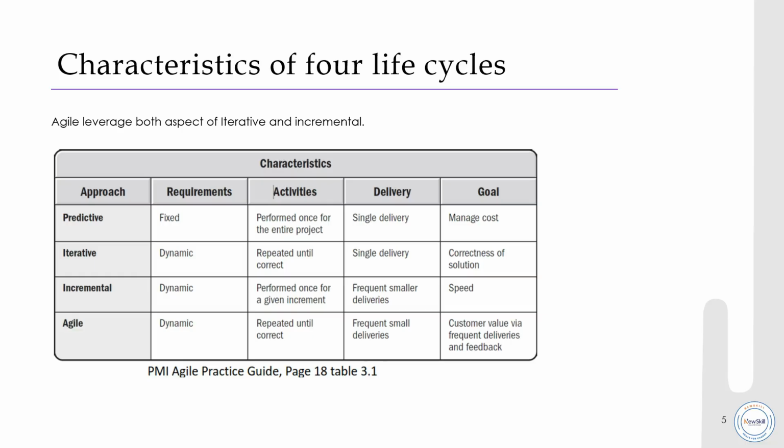So up to this point, you know that with predictive, the requirements are a little bit clear, the requirements are fixed, you perform the activities and you hand over the final deliverable at the end of the day, all right? And the goal is to manage cost. Meanwhile, with agile, you build in increments, so you build iteratively and make small and frequent deliveries. After every sprint, of course, you're giving out something tangible to your client. And the goal here is to always gain customer value through frequent engagement and frequent feedback from your client.